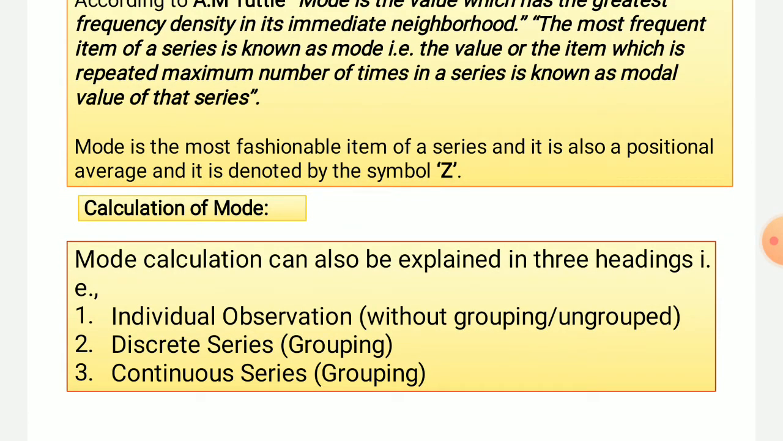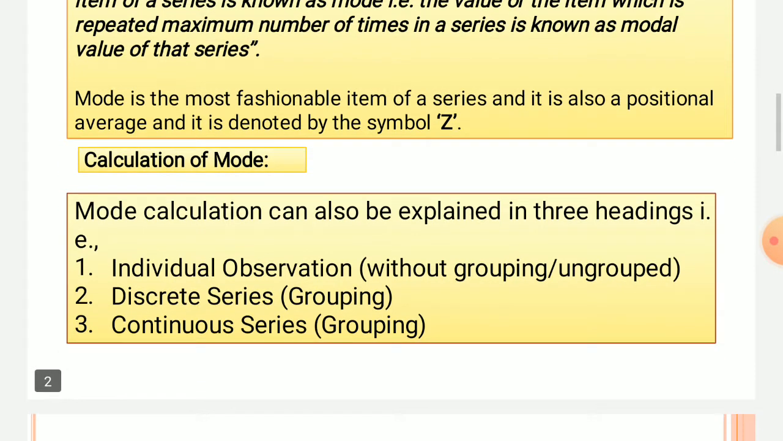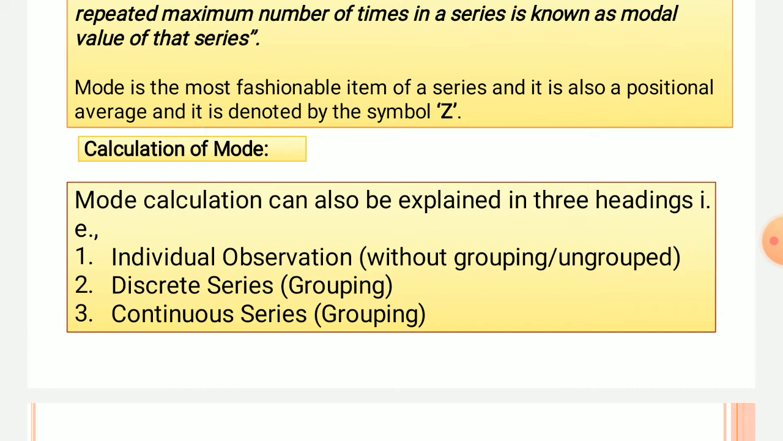Now, the method of calculation of mode. Mode calculation can also be explained under three headings. As in the calculation of arithmetic mean and median, in this case also mode can be calculated under three heads. They are individual observation without grouping, or ungrouped; discrete series by making a group; and continuous series by making a grouping. These are the three headings on which we are going to calculate the value of mode.